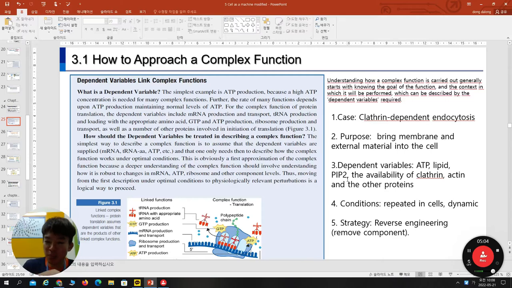Okay? But sometimes even if you block something, the cell always still has some alternative pathway to activate them. So it's not 100% sure. But anyhow, you can say it's something about this reverse engineering method. So even when you face a very complex function of the cell, or even a certain phenomenon, the first strategy is reverse engineering. Please remember this.